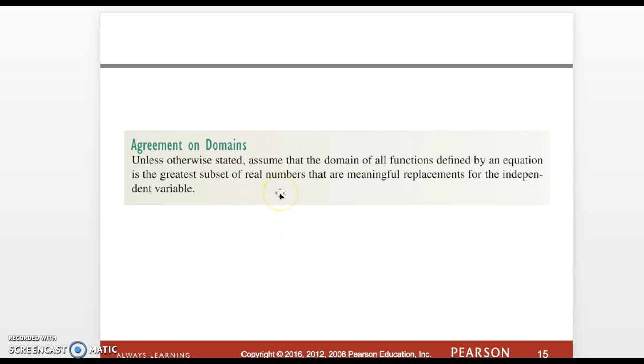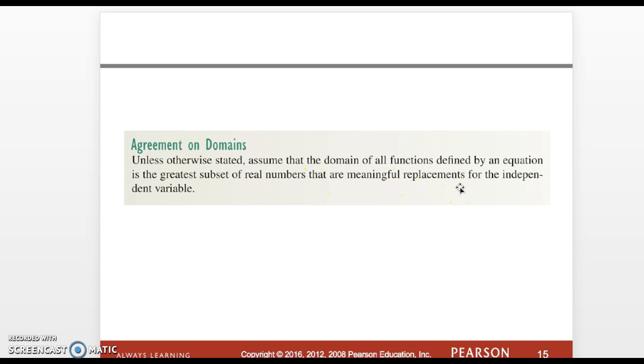So let's take a look at this box. Unless otherwise stated, assume that the domain of all functions defined by an equation is the greatest subset of real numbers that are meaningful replacements for the independent variable. So what does that mean? It means a couple of things. We care about what the domain is, and we'll look at some different examples of that. But it also says meaningful replacements.